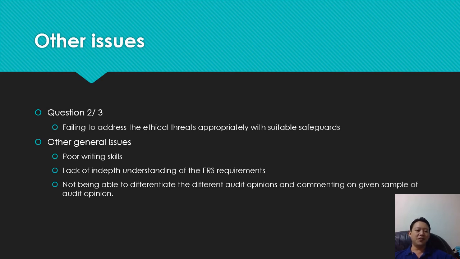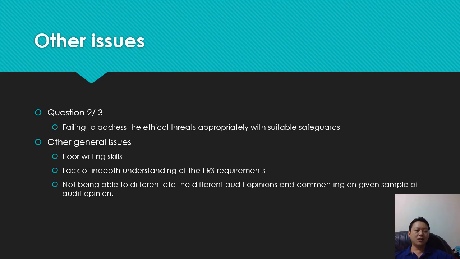For example, an advocacy threat is so serious that you can't have any safeguards like rotation. That won't work. Or for instance, an independent EQCR wouldn't work either. Basically, an advocacy threat can only be mitigated by declining the assignment from the client. An advocacy threat can appear in many forms, so it doesn't have to be due to the client requesting the auditor to represent them regarding a taxation dispute or legal dispute. It may take place in many forms.